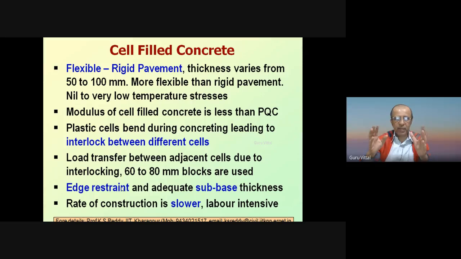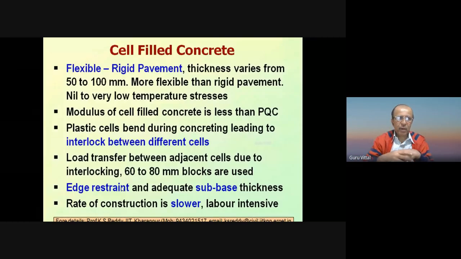But self-filled concrete is a block pavement which is made in situ. We have the cells, and within the cells we fill the concrete, compact it, and that is left as it is. So the blocks are made in situ. That's what we call self-filled concrete.